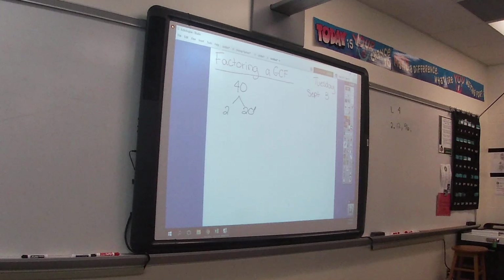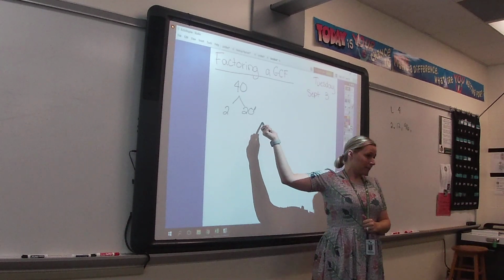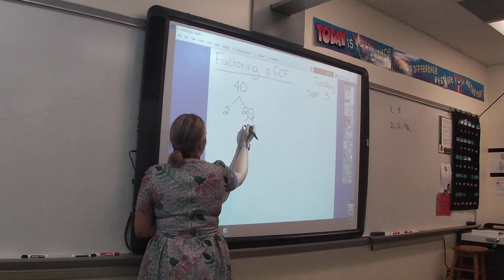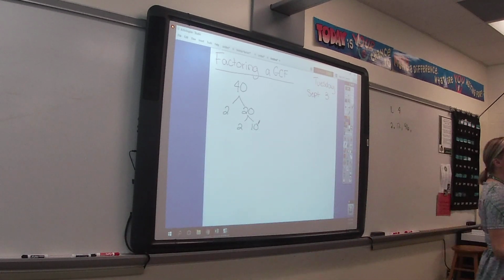Does anybody know what we call 20, since we can split 20 up? If 2 is prime, 20 has a different word, it starts with a C. Coefficient. Nope, that's a number in front of our variable. Cool. It is composite. Okay, so what can we split 20 into? 10. Okay, so 2 and 10. It would also be okay if you picked 4 and 5. There's not a correct answer as long as your math is correct.